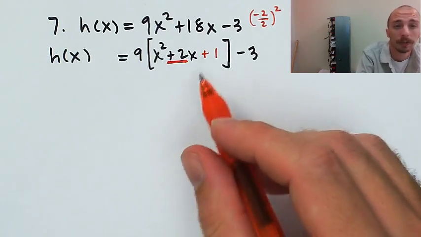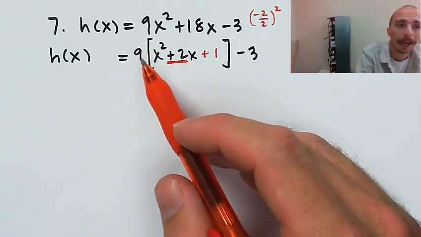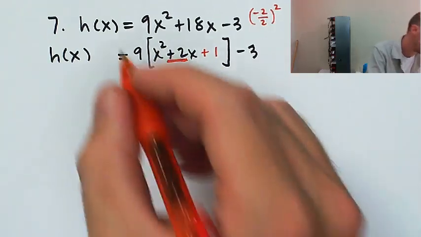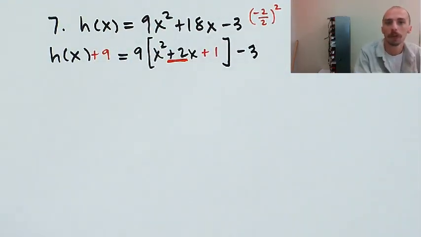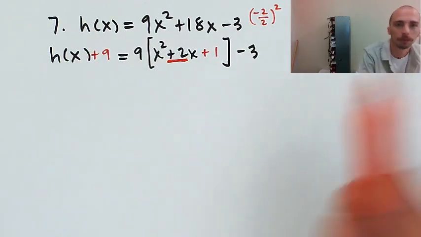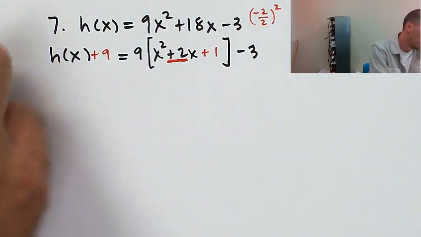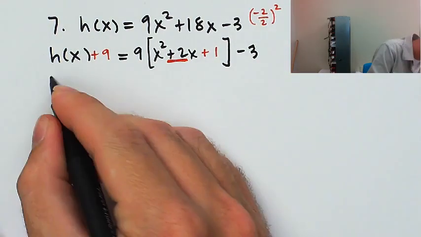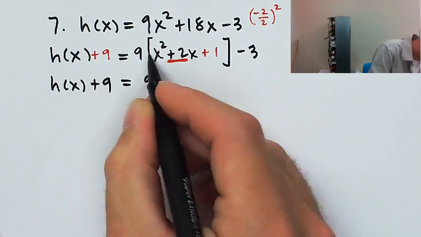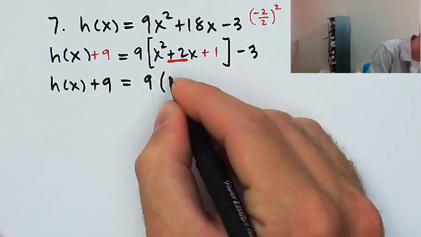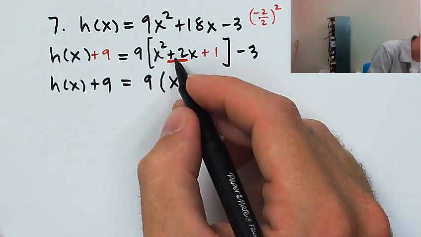Okay, now I have to be fair to both sides of this equation. I have to think, what did I really add? I didn't just add 1, right, because of that 9. I added 9 times 1. So I would need to add 9 over here as well to be fair to both sides of the equation, not change the function. Okay, now I'm going to say, okay, this is h of x plus 9 equals 9 times, and then the thing in brackets I can factor. That's going to be x.